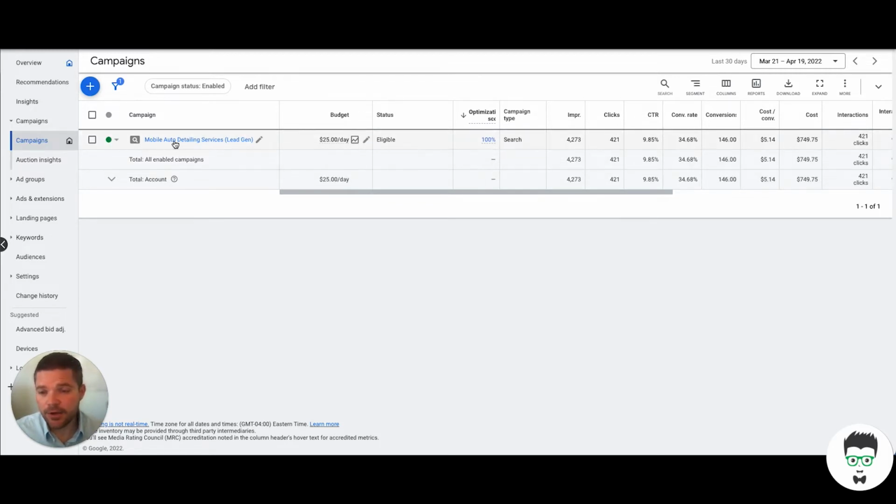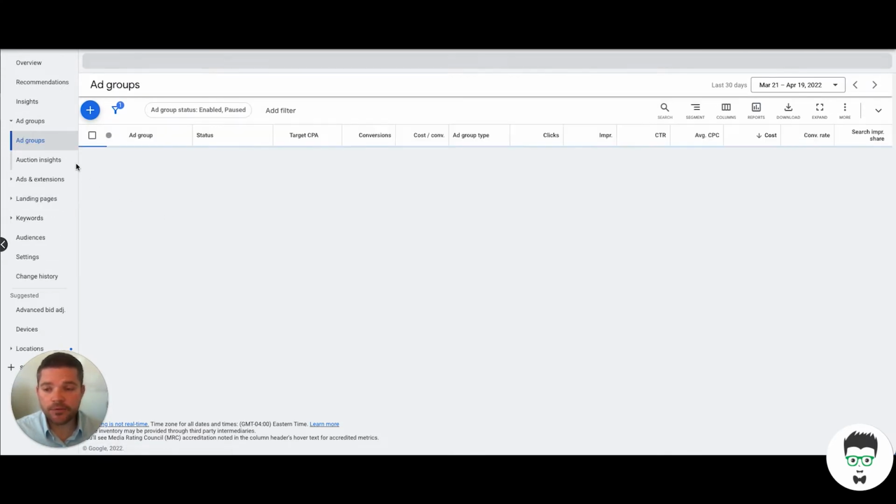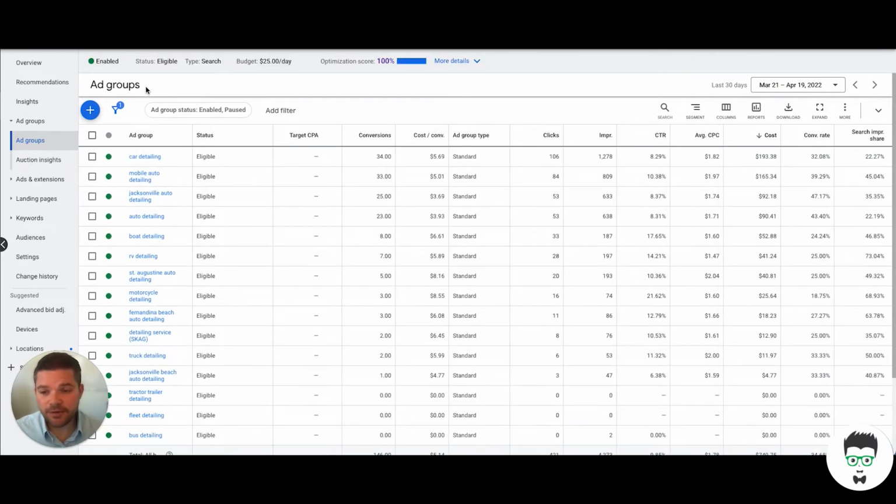So let's take a look back into what kind of ad groups we've comprised. And ad groups are essentially just a categorization of keywords based on different types of topics. So car detailing, mobile auto detailing, Jacksonville auto detailing, auto detailing, and boat detailing, these are a few of the top categories or ad groups that we're focused on. Inside of each one of these are the keywords that we're focusing on.